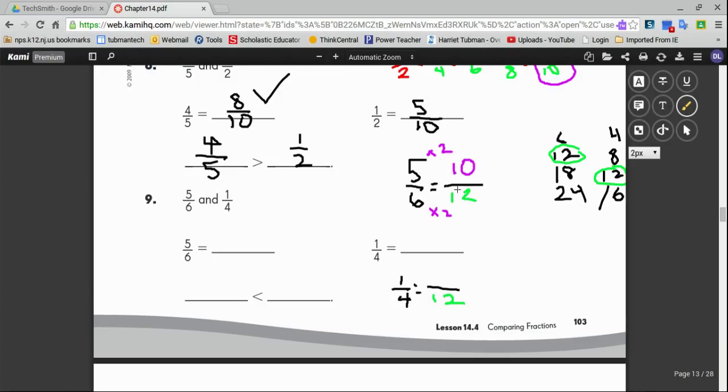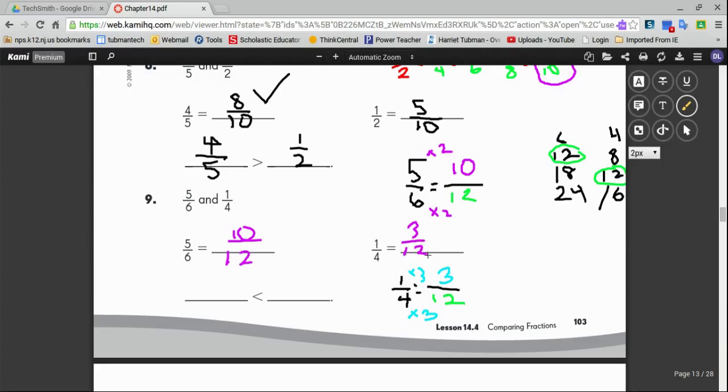So this is the other way I can find equivalent fractions. So that means 5 over 6 I want to convert to 10 over 12. And 1/4, let's figure out what I want to convert 1/4 to. So 4 times 3 gives me 12. So I'm going to multiply the top times 3. And 1 times 3 is 3. So 1/4 I'm going to convert to 3 over 12.